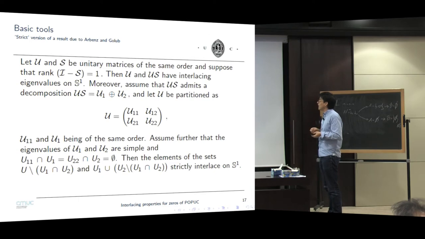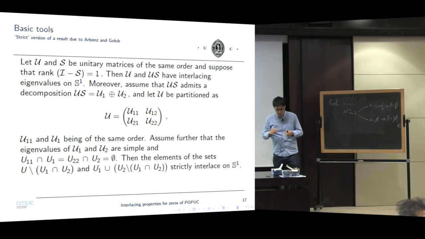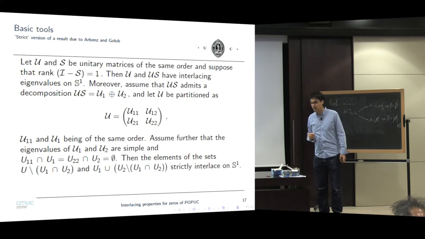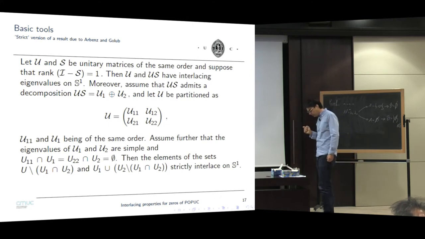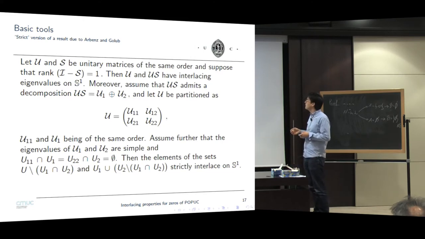Well, essentially our results are supported by three facts. Suppose that we have two unitary matrices, U and S, both of course of the same order. Suppose also that the rank of the identity minus S is equal to 1. So our first conclusion is that the eigenvalues of U and US interlace.